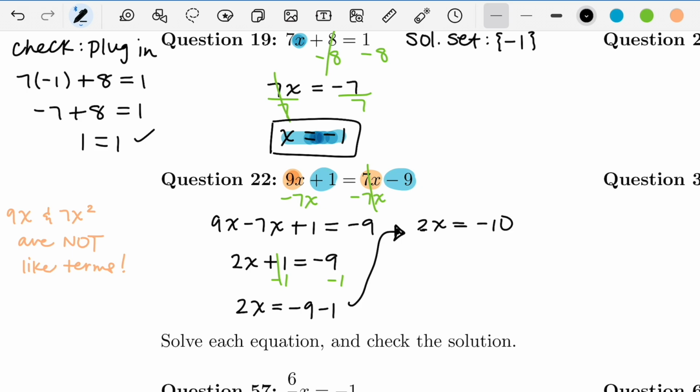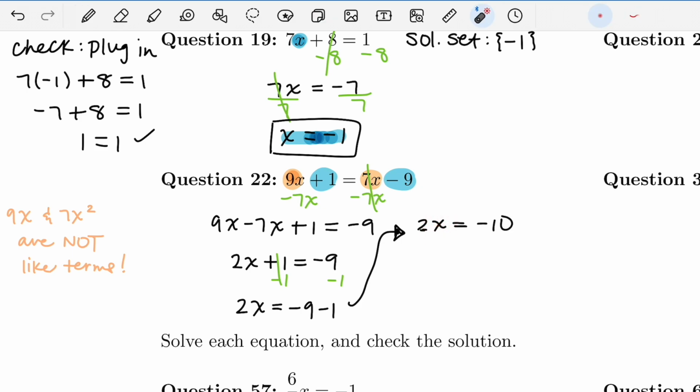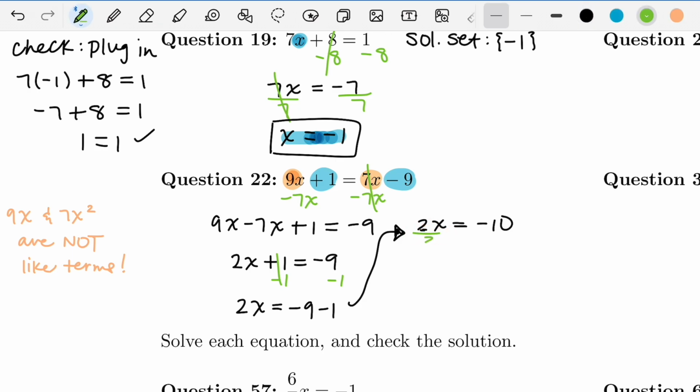And then lastly, to completely solve and get x alone, we're going to undo this operation. It's being multiplied by 2. So we're going to divide by 2 on both sides. That cancels, and what we're left with is just x on the left-hand side of our equation. And we have negative 10 divided by 2, which is just going to be negative 5. So that will be our solution.